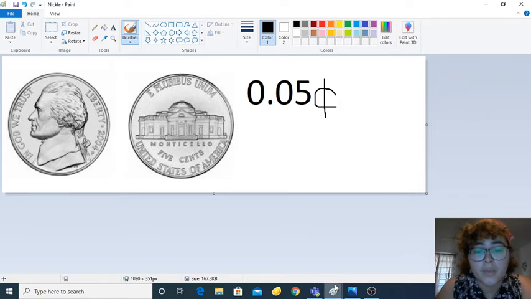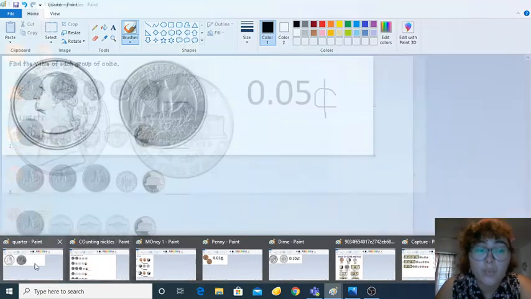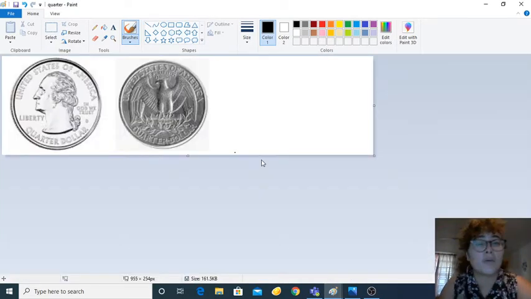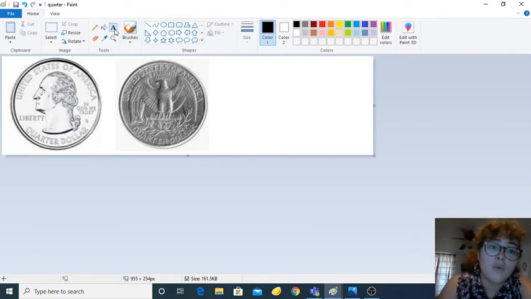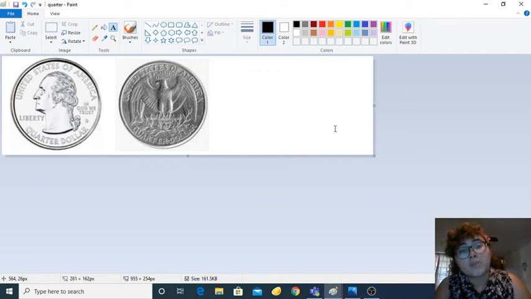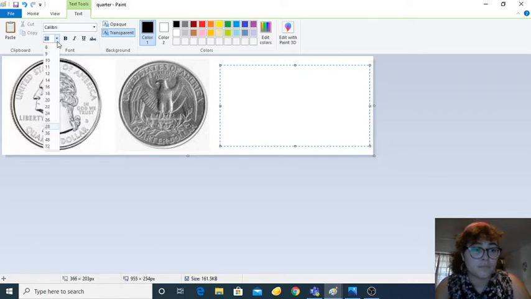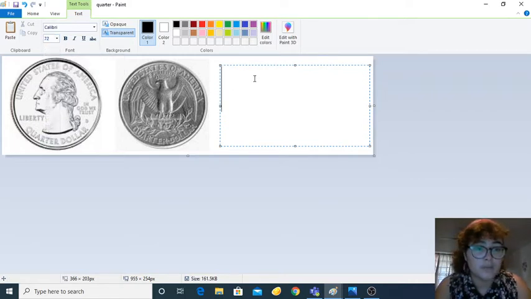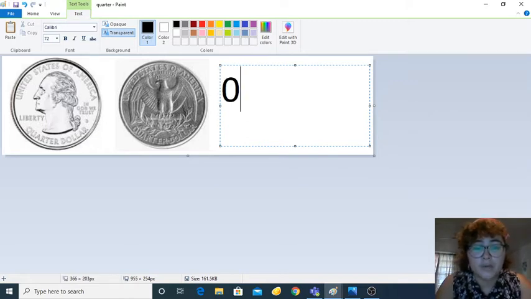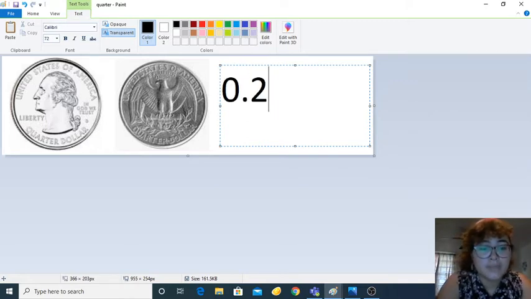And of course, we have the biggest coin we are working with. There is a bigger coin than this one, but this is the biggest one we are working with, which is our quarter. And our quarter is worth 25 cents. Let me see if I can continue this. We put 0.25. We have 25 cents.